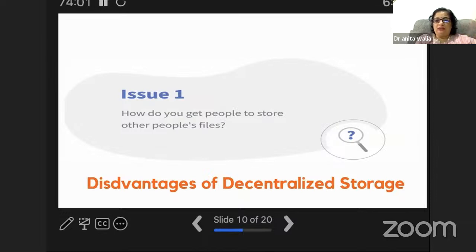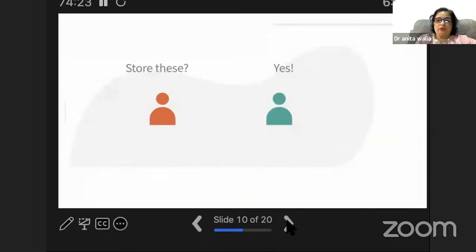In a truly decentralized storage environment, that incentive does not exist. It means if you are storing somebody's file, you're not getting anything in return. So that is negligible. Who would want to store your CSS file or any other kind of file which you have? Nobody wants to do that. So how do you get people to share their space on a decentralized network?